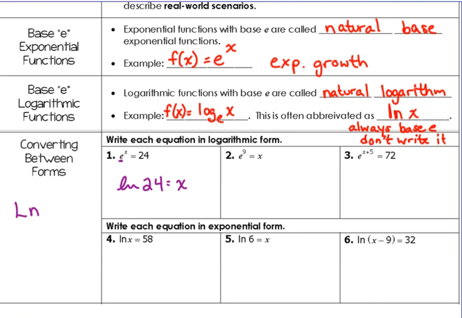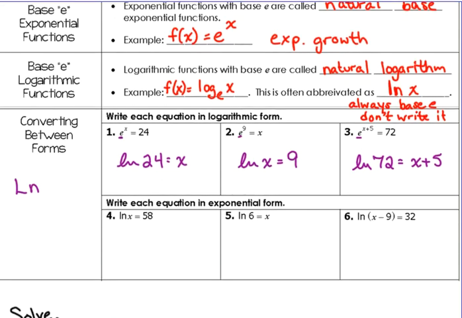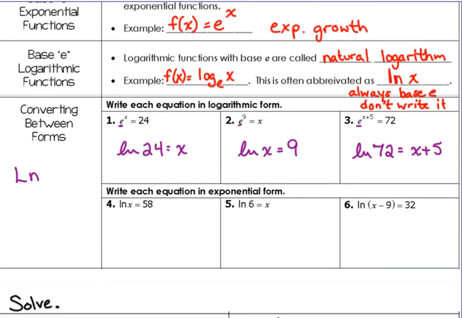So e to the x equals 24 is the natural log of 24 is equal to x in logarithmic form. Okay, base e, so we automatically use the ln. The natural log of x is equal to 9. Is that exponential form or logarithmic form? And then the last one, base e, so it's automatically the natural log of 72 is equal to x plus 5. So again, it's exactly what we've been doing. We're just using e's and ln's instead of the log and another number.